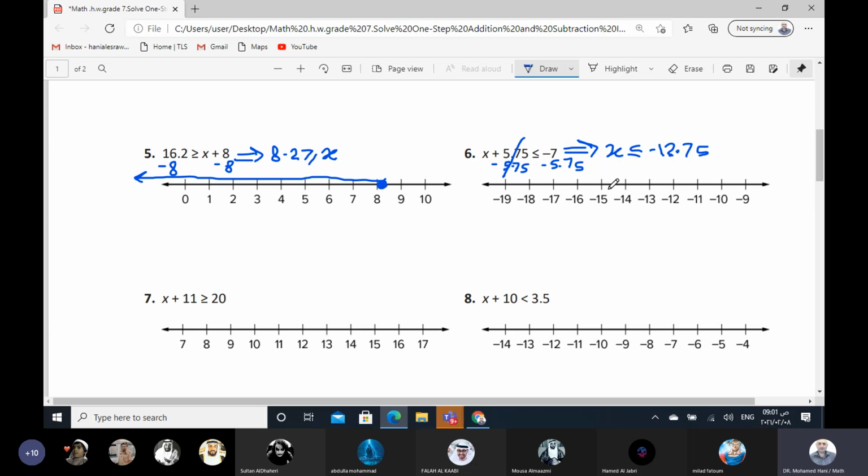So represent minus 12.75. This is minus 12. Minus 12.75 is approximately here. Then here we have equal in the sign, means draw a shaded circle. Then x less than, so the direction to the negative side.